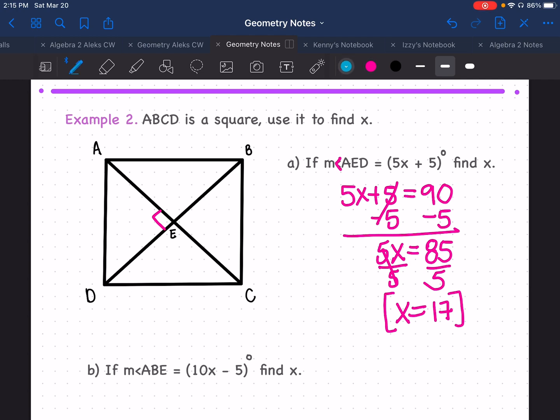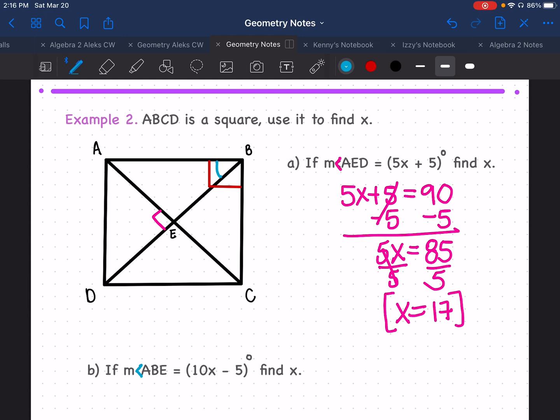All right, let's go ahead and look at the last one. If the measure of angle ABE is 10x minus 5, find x. Okay, so let's follow them in order. A to B to E, this angle right here. Okay, so let's go back and think about what we know from the properties. Well, one thing that I know from the properties is that this whole angle here at B is 90 degrees. That's one thing I remember from the properties.